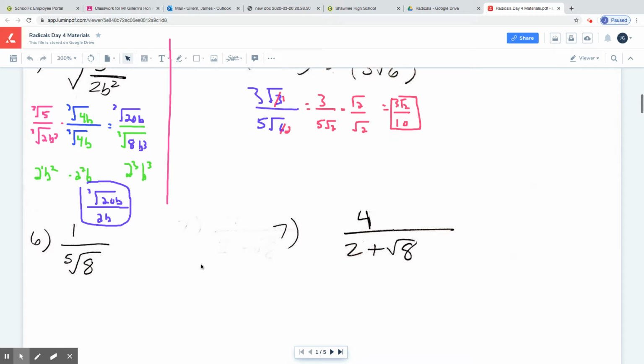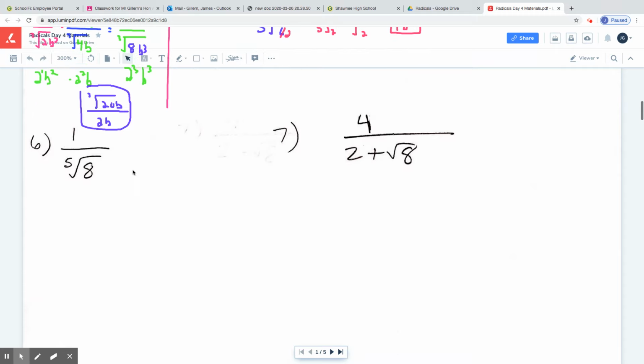Okay. All right, so now we have another one with a different type of root. We have 1 over the 5th root of 8. I'm just going to rewrite this down here: 1 over the 5th root of 8. So I need to figure out what I'm going to multiply the top and the bottom by. Now there's 2 ways to do this.